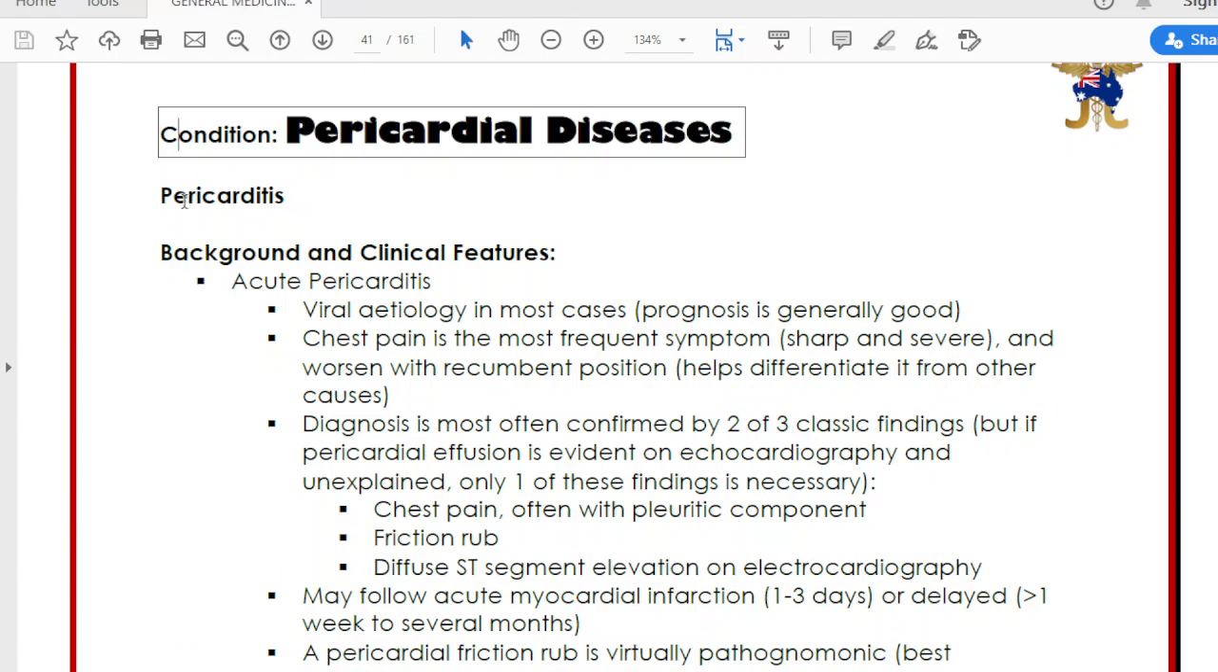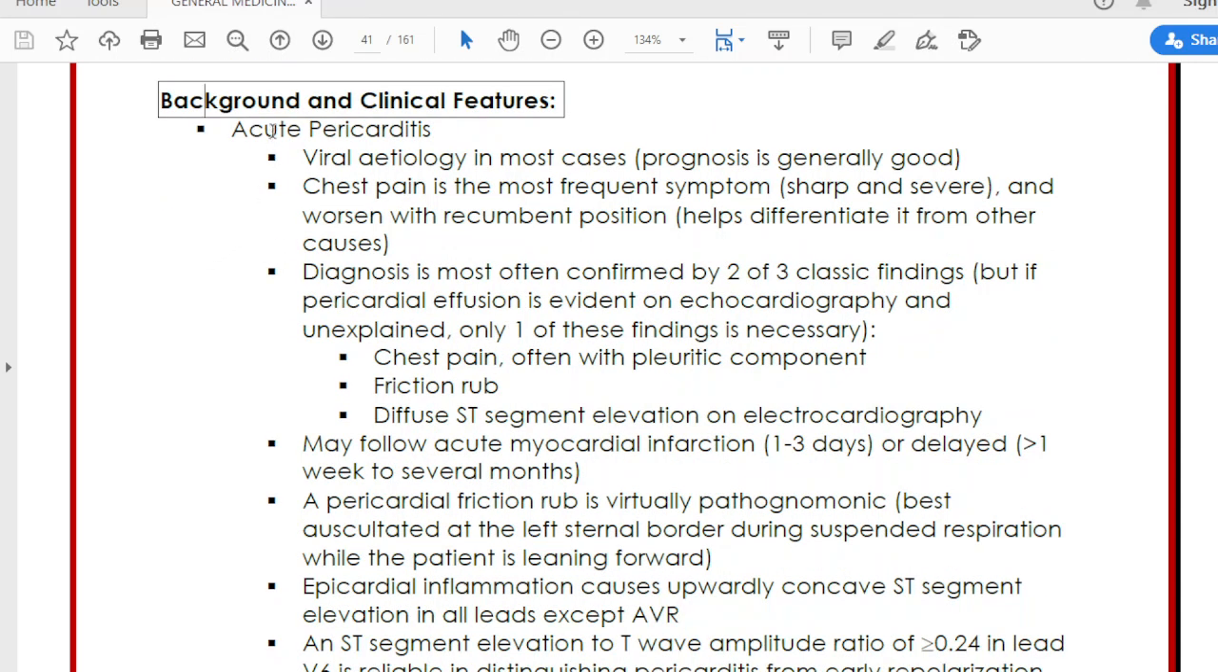Condition: pericardial diseases. Pericarditis. Background and clinical features. Acute pericarditis. Viral etiology in most cases, prognosis is generally good. Chest pain is the most frequent symptom, sharp and severe, and worsens with recumbent position, which helps differentiate it from other causes.